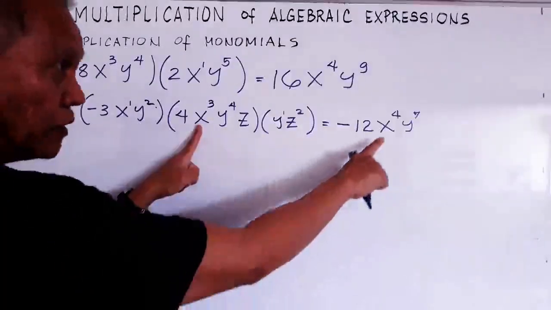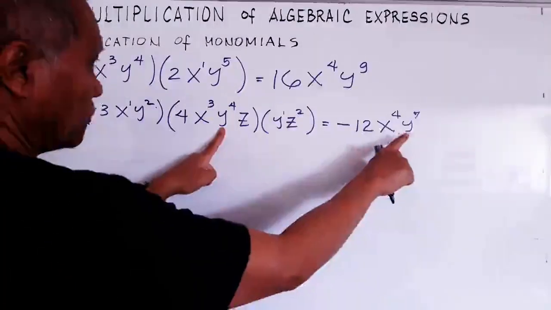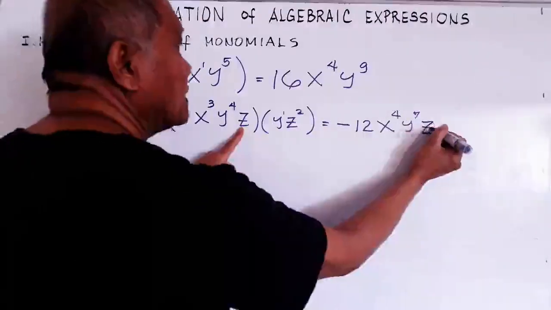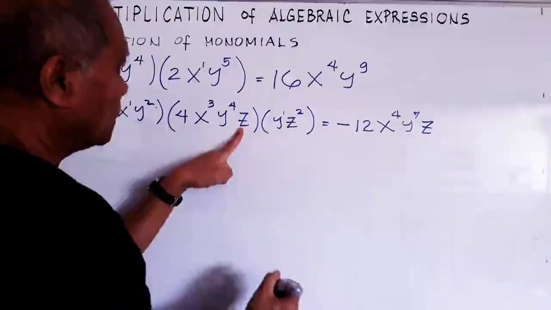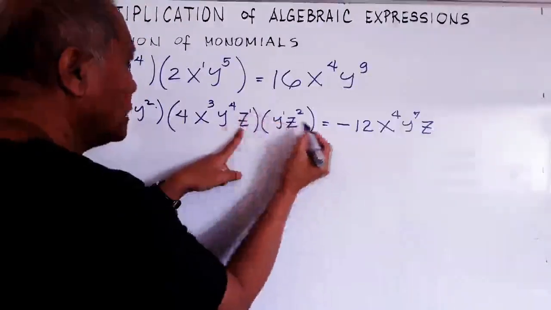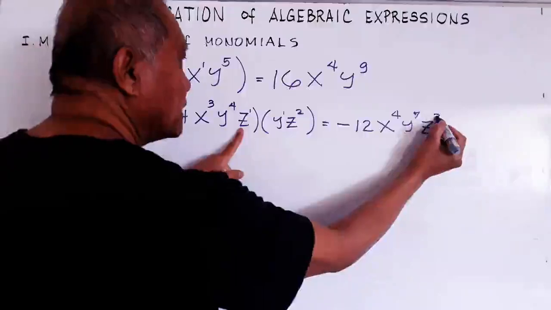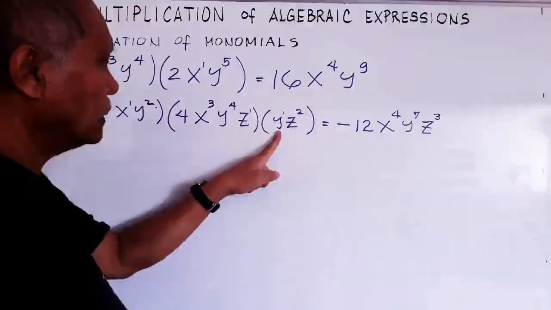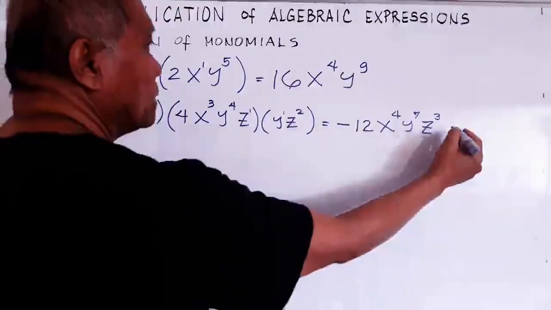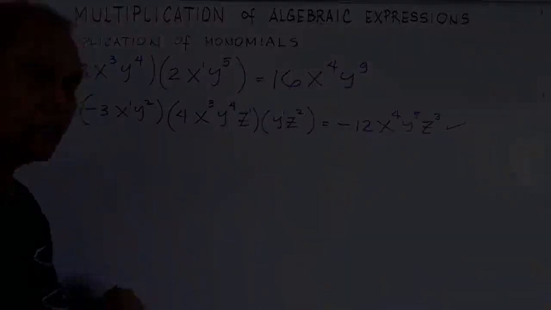X here is there already. Y, it's there already. Z, it's not yet here, so we have to place the Z here. Now, do we have a Z here? Yes, a 2. And then this is a 1. So 1 plus 2 is 3. Y? No, it's there already. Z is there already. So this is our answer.